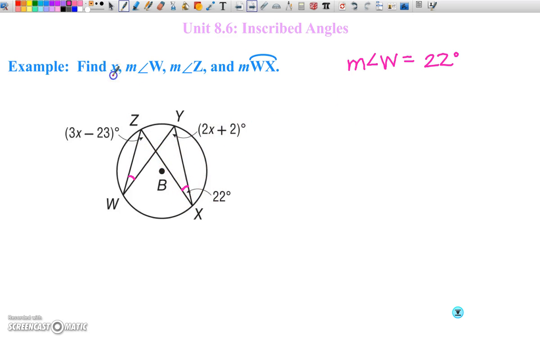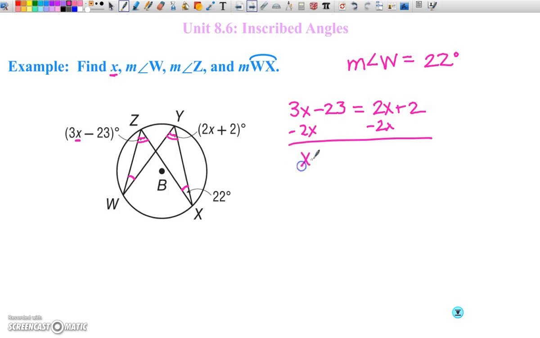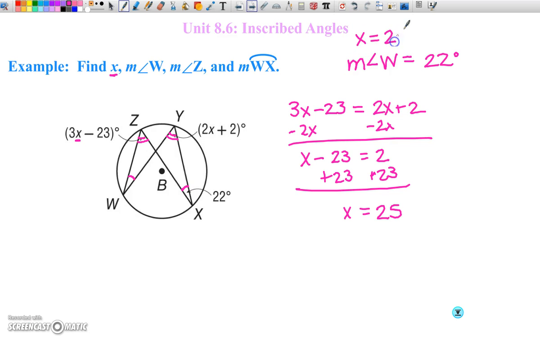Now to get X, meaning this X, look at angle Z and angle Y. They both form this arc over here, and because of that, they are equal to one another. So we will take our 3x minus 23 and set it equal to 2x plus 2. Subtract 2x from both sides of your equation to get x minus 23 equals 2, and then add 23 to get x is 25. Okay, so x is 25.